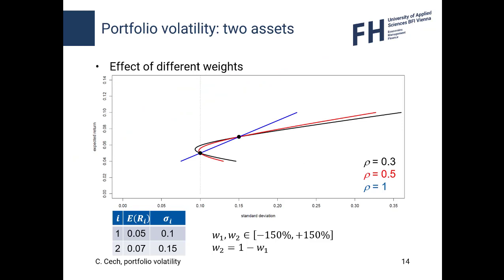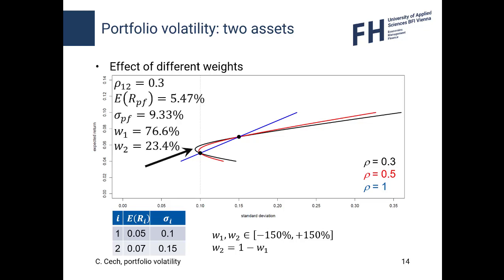What I have done now is I have calculated the minimum variance portfolios for the different correlation scenarios. What are minimum variance portfolios? Well, it is the combination between asset 1 and asset 2 that achieves the lowest possible portfolio volatility, the lowest risk. Let us first consider the scenario with a correlation of 30%.